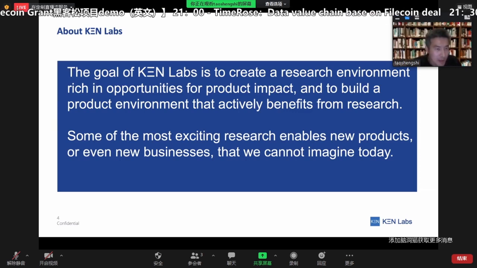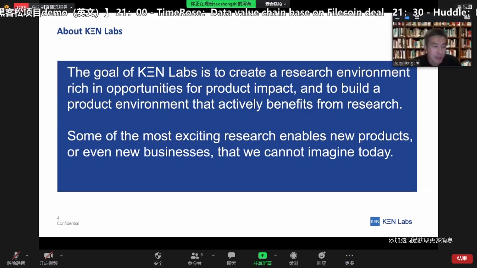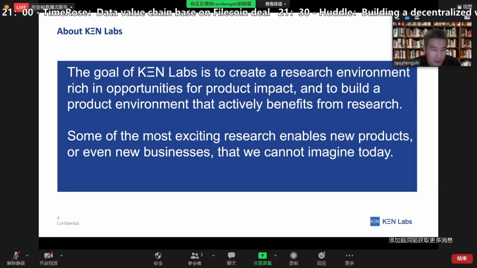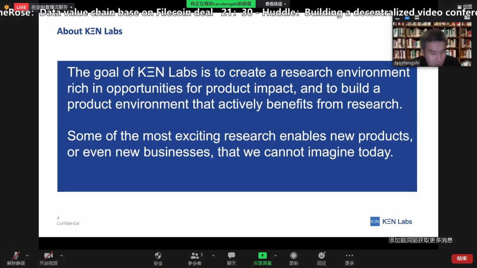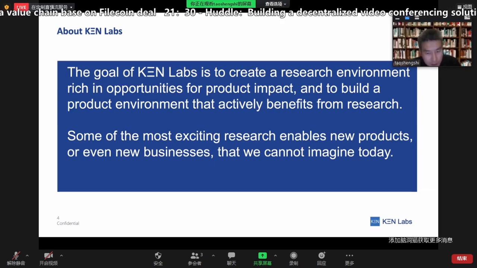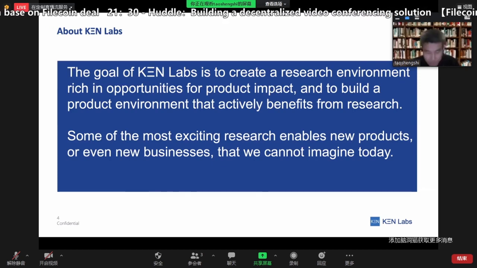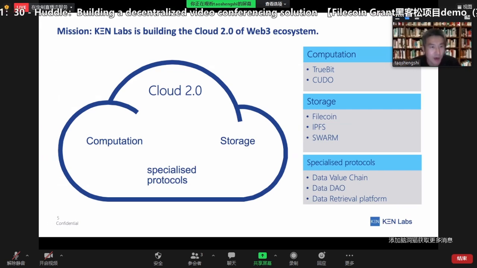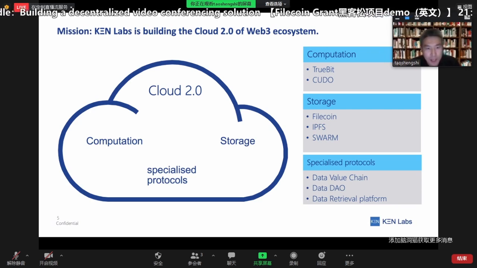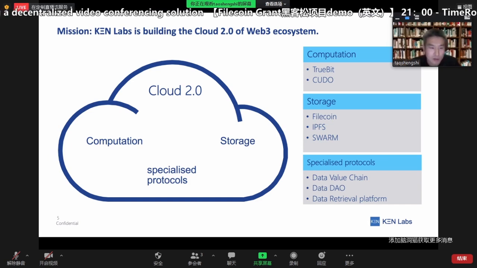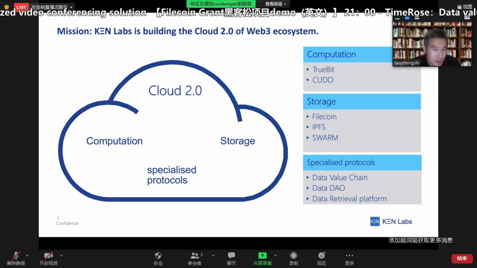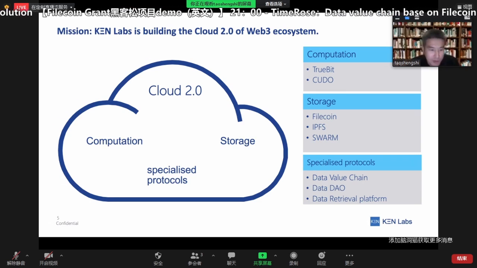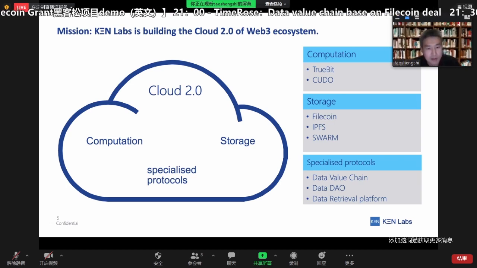We built this lab dedicated to Web3 and the Filecoin ecosystem because we have lots of experience in distributed systems and blockchain technologies. We think we are entering a new era of technologies, for example cloud 2.0, the next generation of cloud. So the mission of Ken Labs is to build the cloud 2.0 of the Web3 ecosystem. We think cloud 2.0 includes some big technology components, for example computation, storage and specialized protocols.